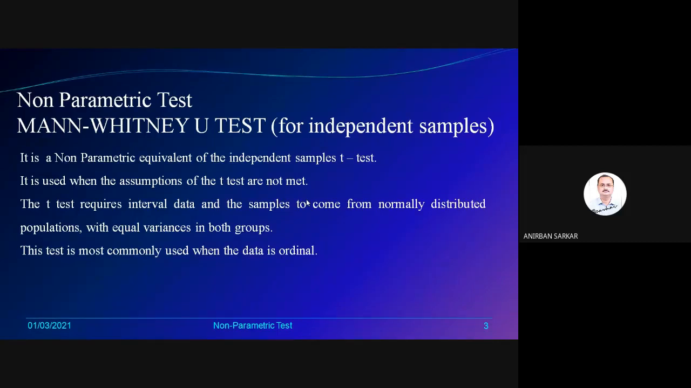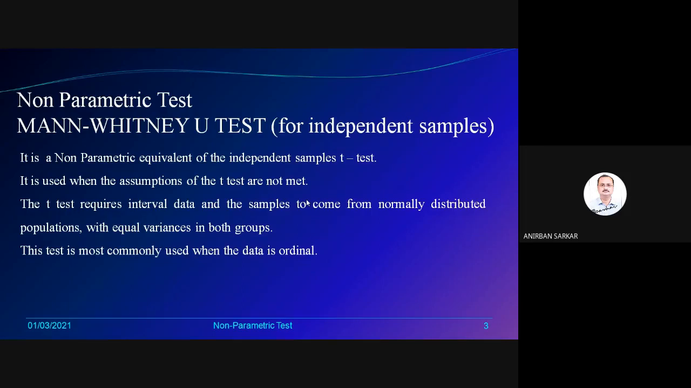It is used when the assumptions of the t-test are not met. The t-test requires interval data and the samples to come from normally distributed populations with equal variances in both groups. This test is most commonly used when the data is ordinal. So it is very clear to you that the Mann-Whitney u-test is the non-parametric equivalent of the independent sample t-test.